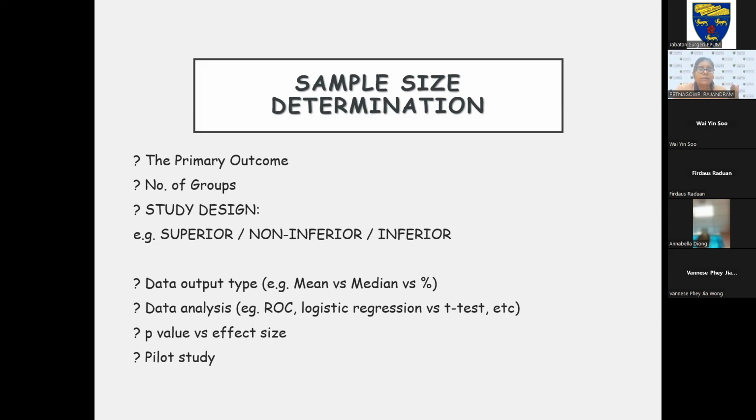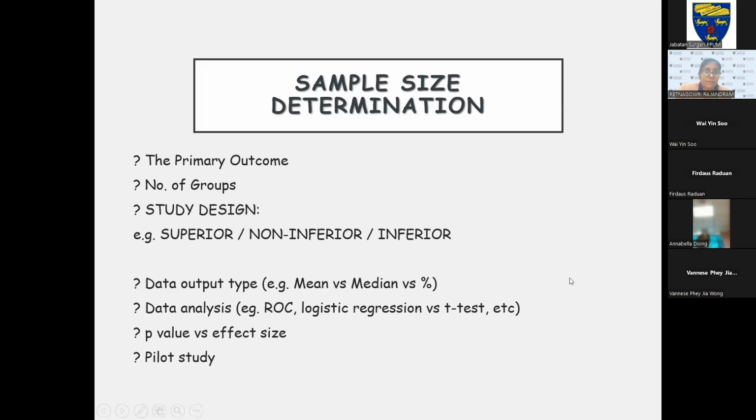Anyone who's doing other kinds of study models besides RCT? I saw there's an observational study. Anyone doing ROC related studies or logistic regression? Or you're not sure yet what kind of analysis you're doing? Okay, never mind. At least I get an idea of the studies which are coming up. So what I'm going to present will be useful.